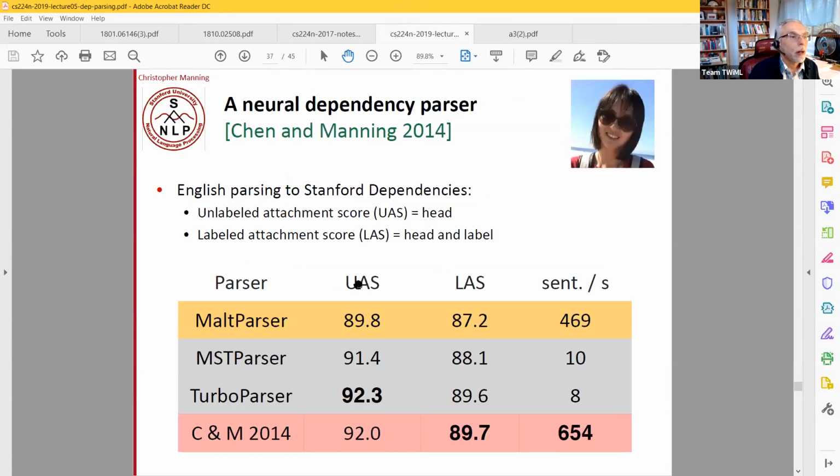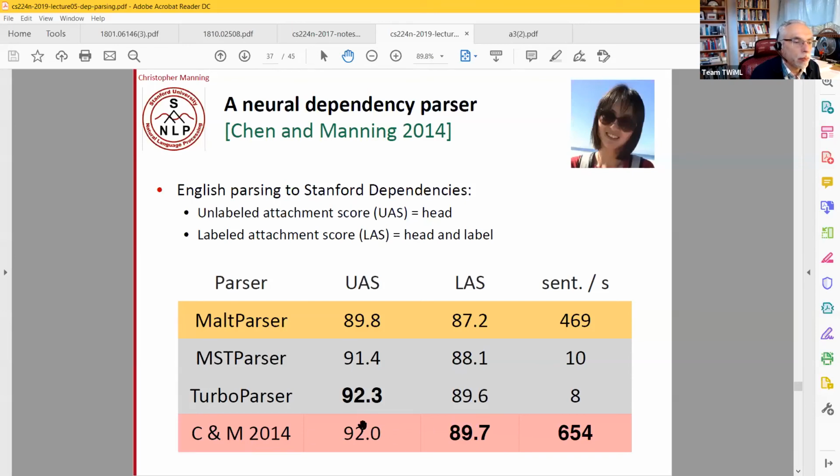Okay, so now we come to the paper. It's 2014, I guess. So this is Chen. I guess she was the one that wrote the paper with him. And they're comparing basically their result, again, the UAS and LAS scores. And this is the number of sentences per second, I assume. And so this is their paper.